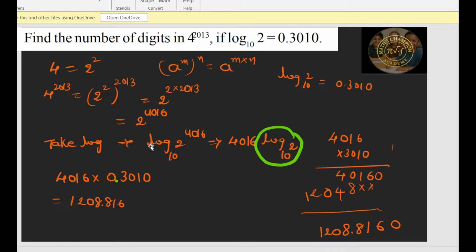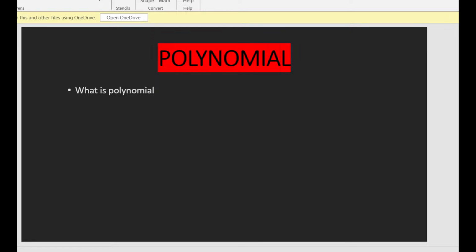So this is the last problem from the real numbers. So we are going to discuss now, the topic is polynomial. Okay, what is a polynomial?